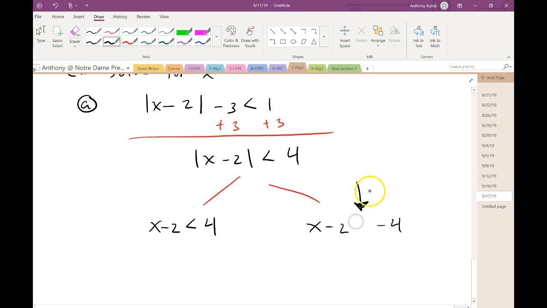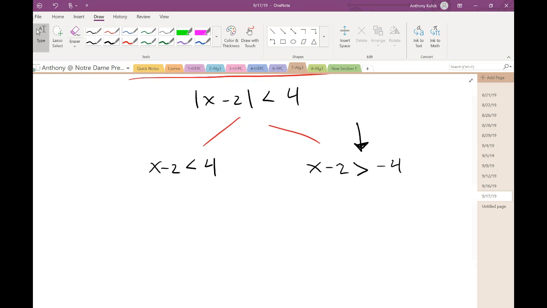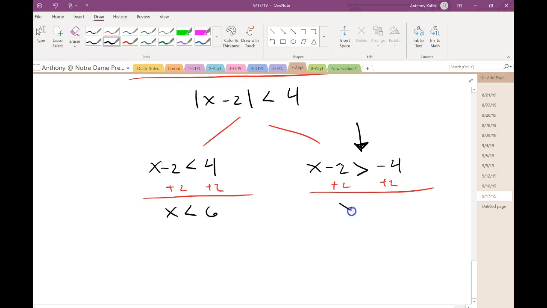That is a place where many students forget. So always in that second inequality, we're going to flip that inequality symbol. Everybody okay with that idea? Okay. So we can continue on solving. So here we'll add 2 to both sides. And likewise, we'll add 2 to both sides there. Everybody okay with that?